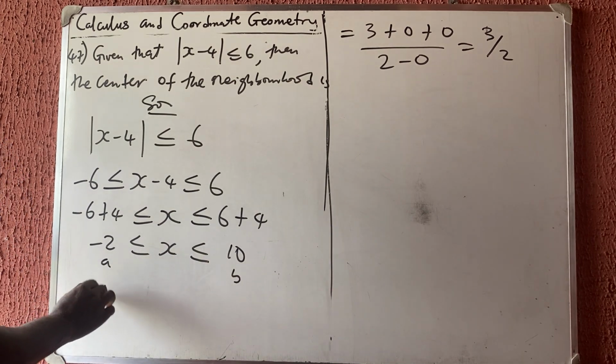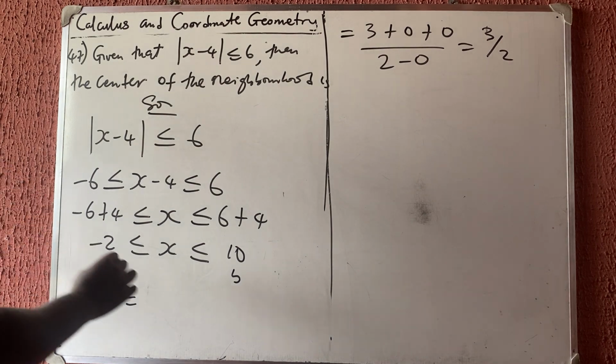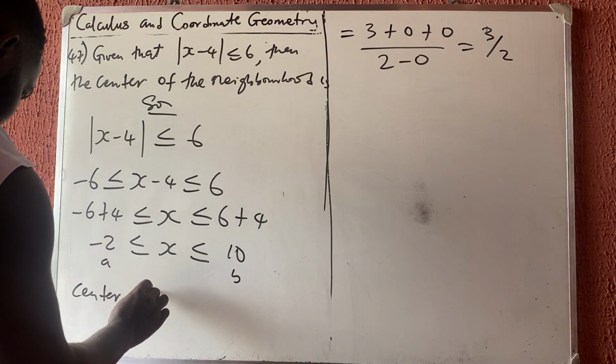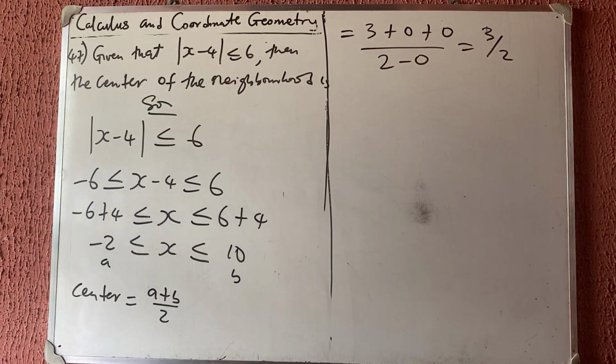So the center simply means A plus B over 2. A plus B over 2 is the center of a neighborhood. Can I remember? I think that's that.